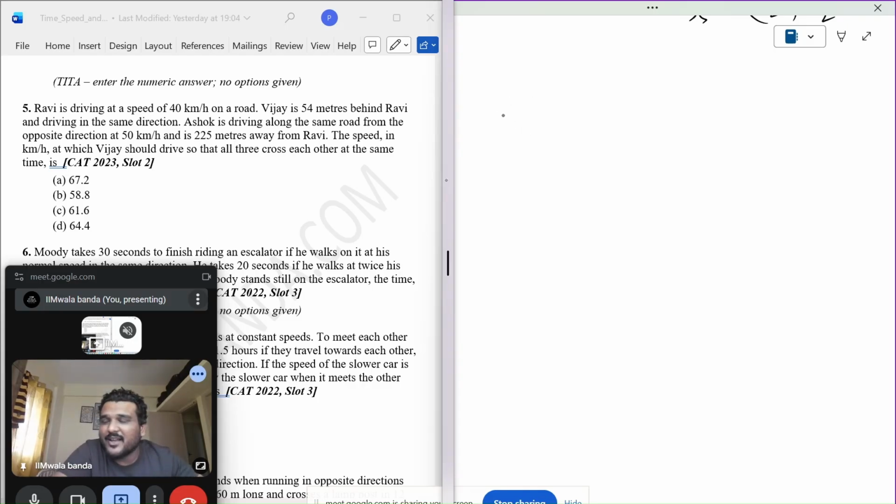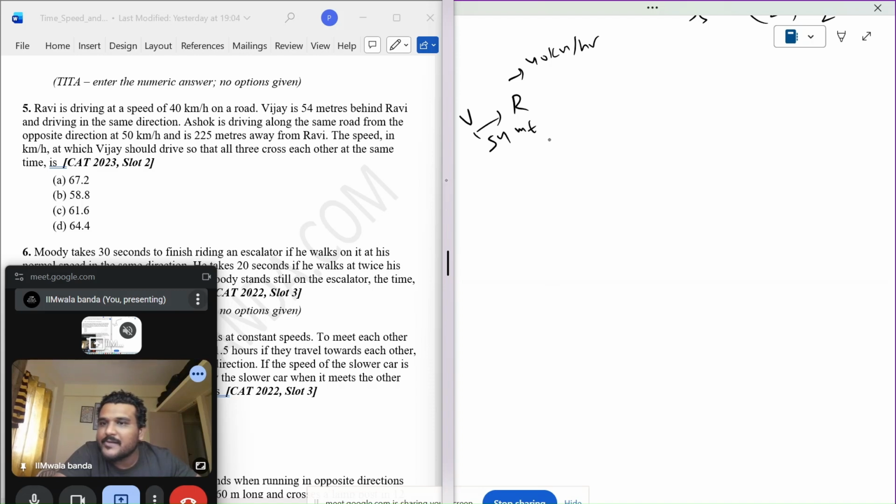Ravi is driving at a speed of 40 on a road. Vijay is driving 54 meters behind. 54 meters behind is Vijay. And Ravi is driving with 40 kilometers per hour. Okay, this 40 kilometers per hour, this is 54 meters.